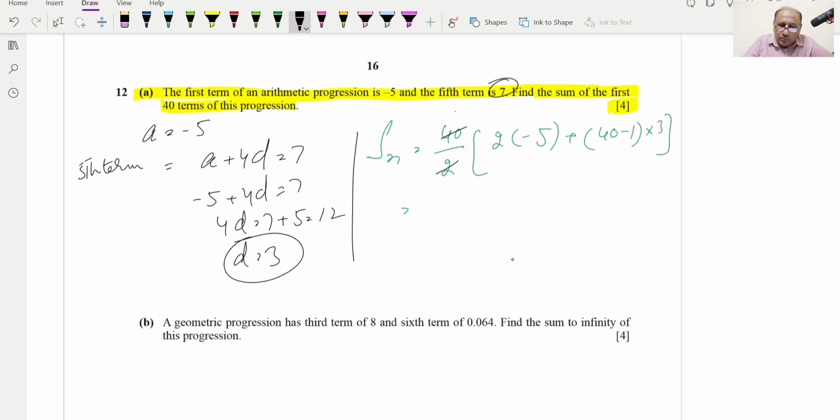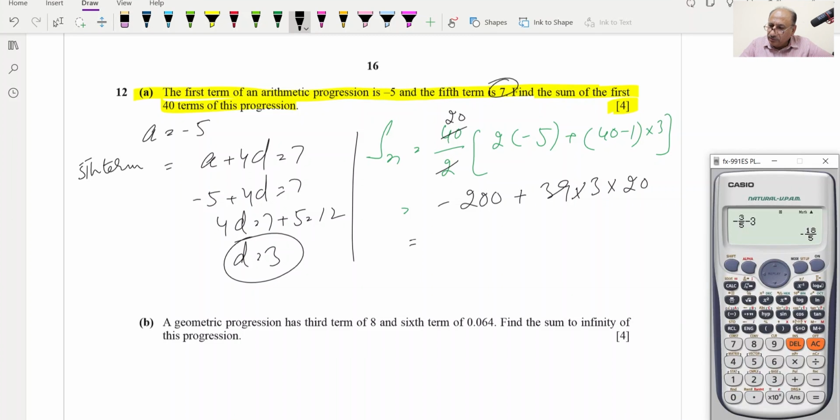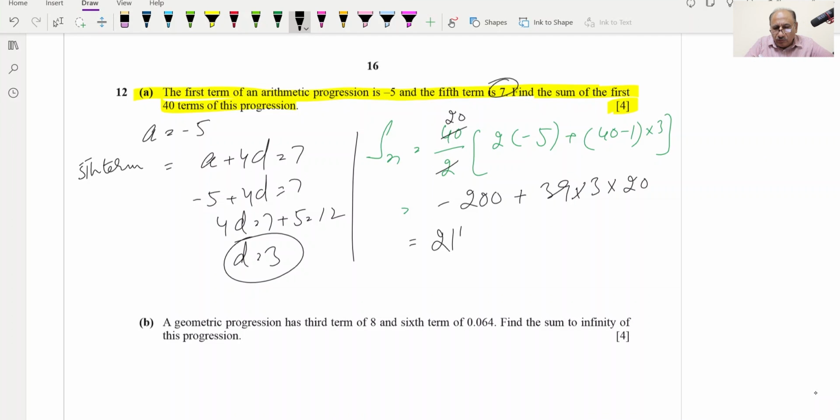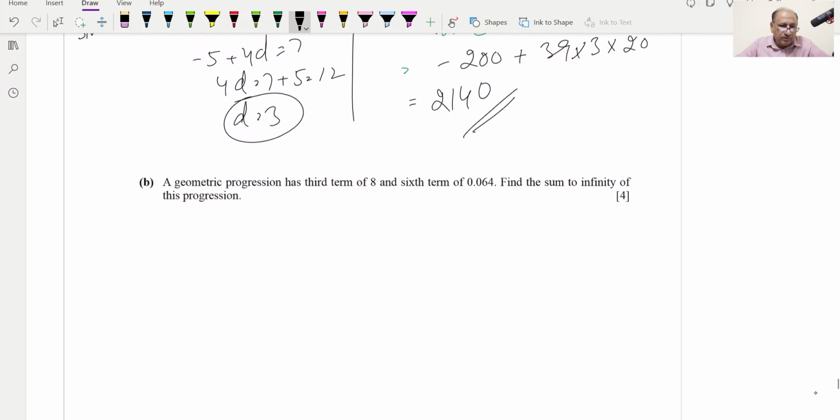2 20s are this one, and this will be minus 10, so this will be minus 200 multiplied by 20, and plus 39 into 3, so plus 39 multiplied by 3 multiplied by 20. If we calculate this, minus 200 plus 39 multiplied by 3 multiplied by 20 will give us 2140. This will be the answer for 4 marks. We are done with this part.